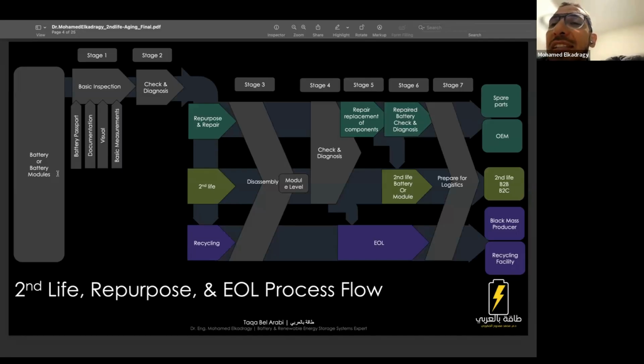The second option is having a second life, and by second life, we really go into a process of disassembly, check and reassembly of the battery sometimes. We will see whether we can do this on cell level, module level or pack level. Then it goes into a second life model, which can be a business model, B2B, business to business, or business to customer as well. Or we can have the recycling process into a black mass or recycling facility.